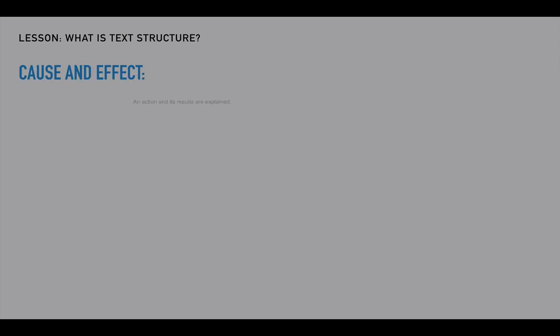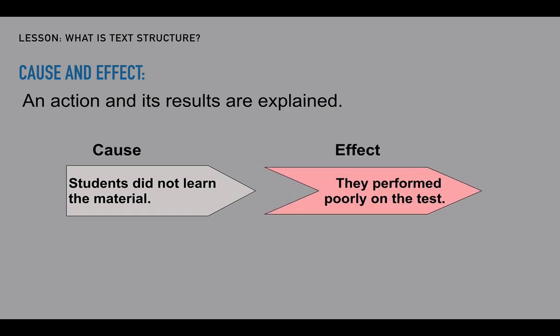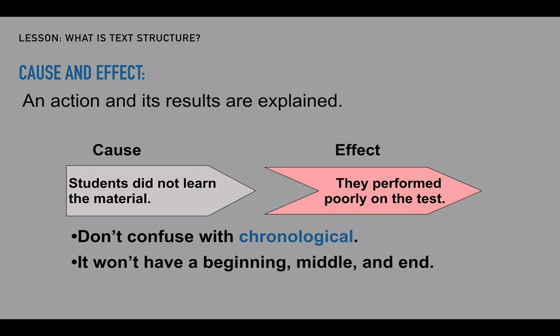Cause and effect is the next one. An action and its results are explained in cause and effect. You have the cause: students did not learn the material. The effect: they performed poorly on the test. Don't confuse this with chronological either. Just because one thing is happening before another, it is cause and effect and not chronological order. It won't have a beginning, middle, and end like stories have. It is going to have a cause and effect. And time won't progress much. Again, it is giving information, it is not telling a story.